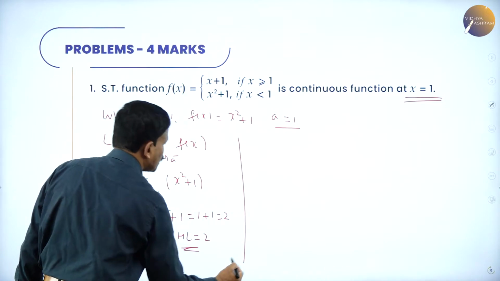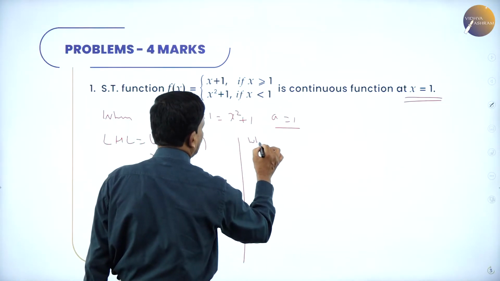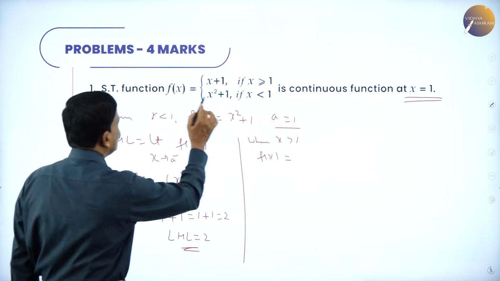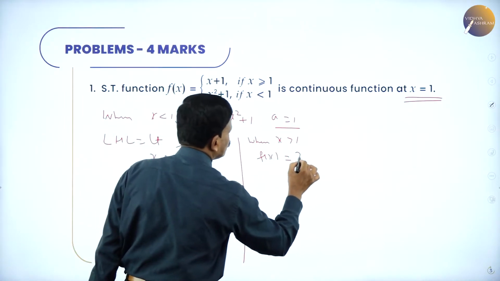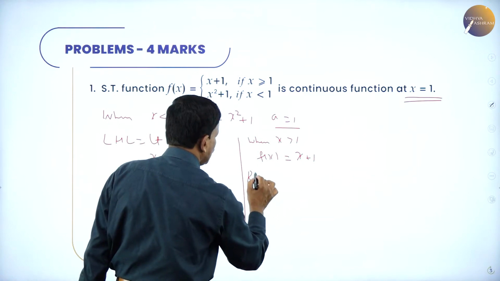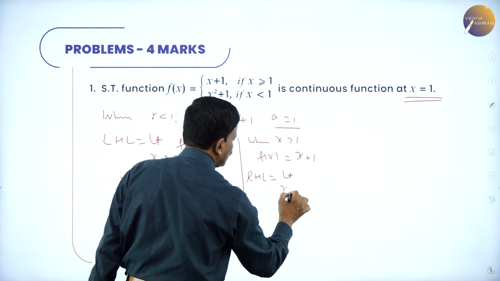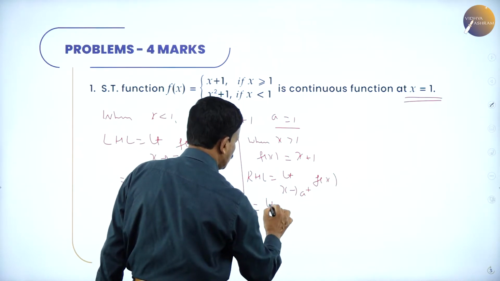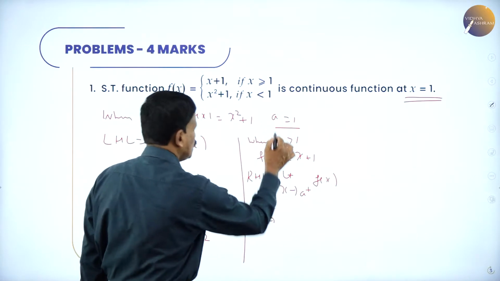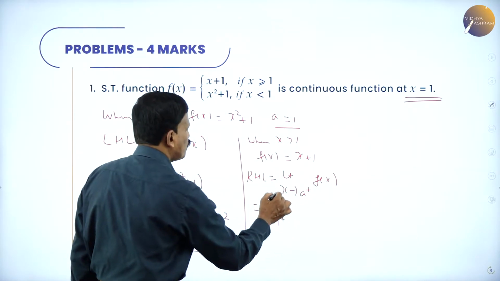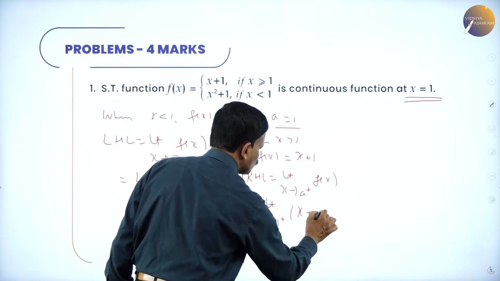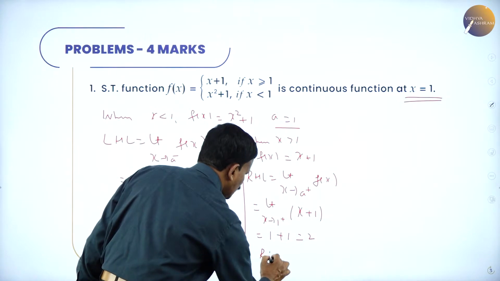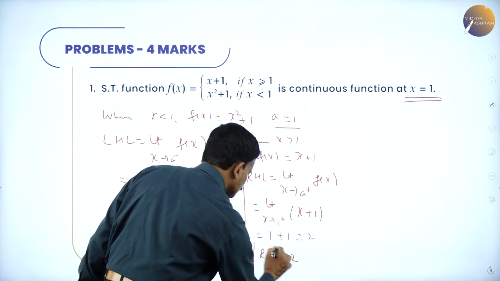Now let us come to the next. When x is greater than 1, what is given? f of x is defined by x plus 1. So right hand limit. The definition of right hand limit is limit x tends to a plus of f of x. Now this is equal to limit x tends to, what is a? A is again 1 plus of f of x. f of x is x plus 1. Put x is equal to 1. You will get 1 plus 1 is equal to 2. The right hand limit is also equal to 2.